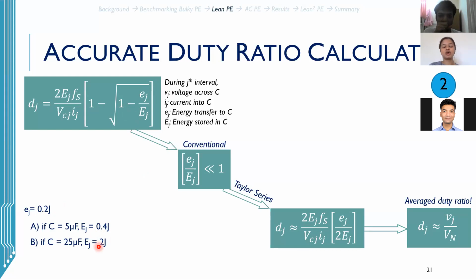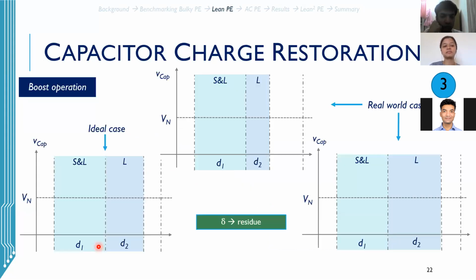So it depends on the design specifications. So the third and the last aspect is what we call the capacitor charge restoration. And this has been introduced to deal with transient conditions or inaccurate model estimations and so on.